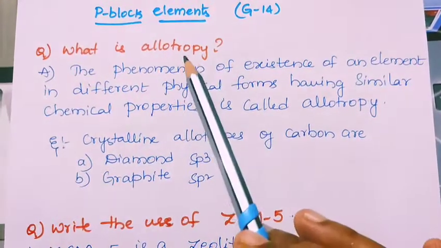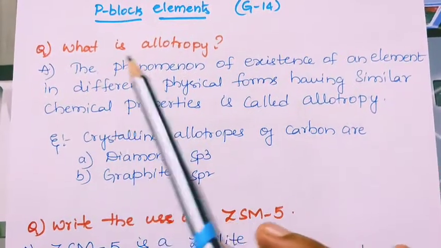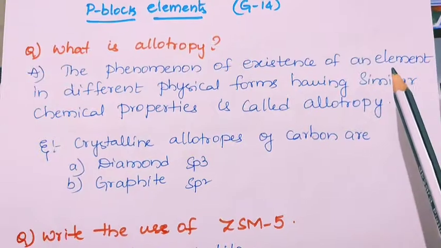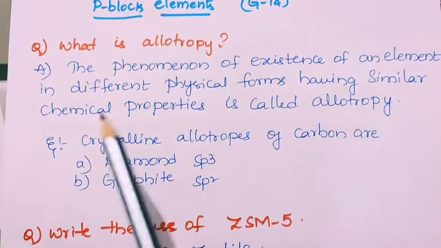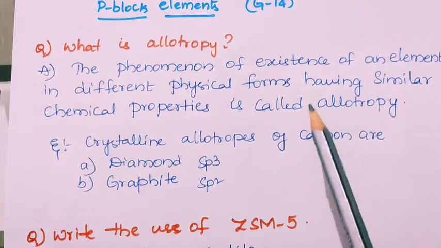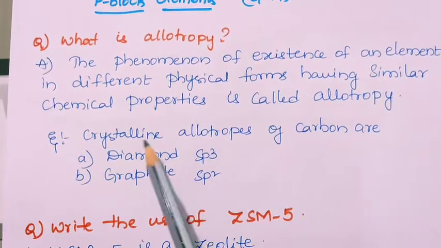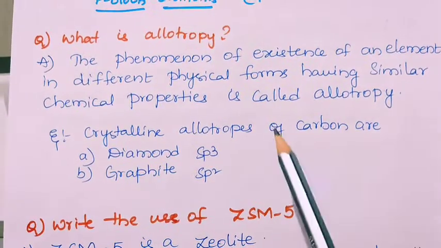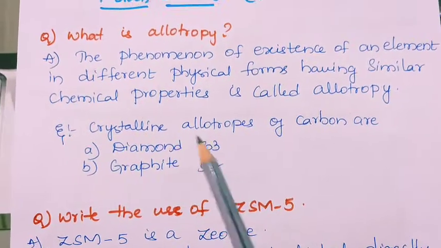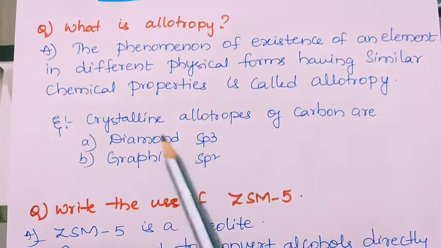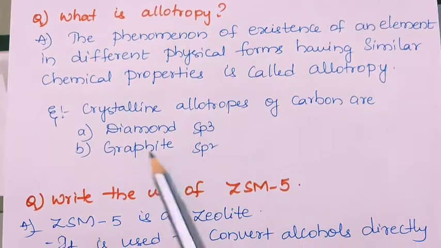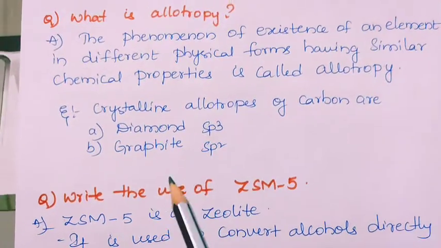What is allotropy? Allotropy is the phenomenon of existence of an element in different physical forms having similar chemical properties. Here the example is crystalline allotropes of carbon. Carbon crystalline forms are diamond and graphite. Diamond undergoes sp3 hybridization and graphite has sp2 hybridization.